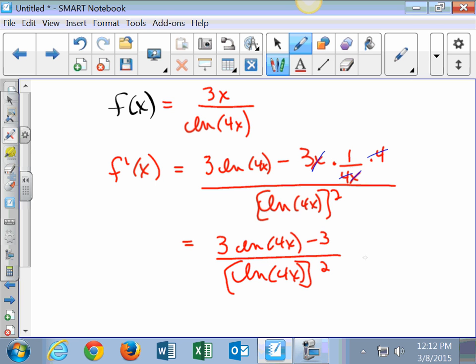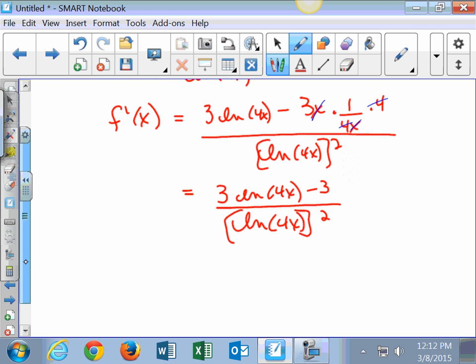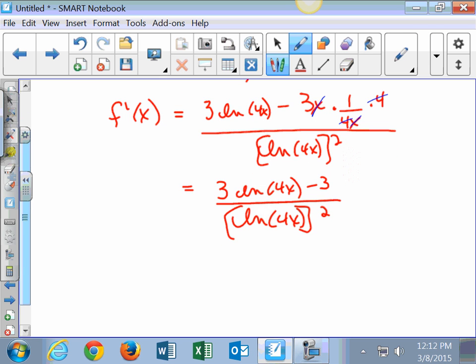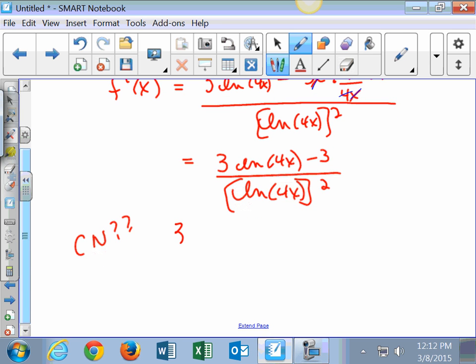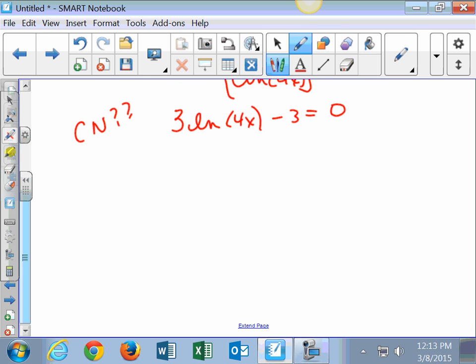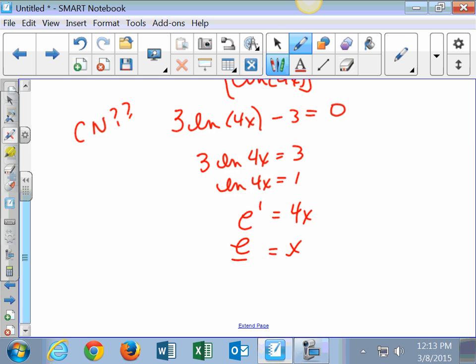Now, I want to know, when is my derivative equal to 0? Because I need to find the critical numbers. Wow, we haven't done that for a long time. Critical numbers. So I'm going to let my 3 ln of 4x minus 3 equal 0. So let's move that 3 to the other side. So I get ln of 4x equal to 1. So basically now switch it to exponential form. e to the first is equal to 4x, so x is going to be e over 4.